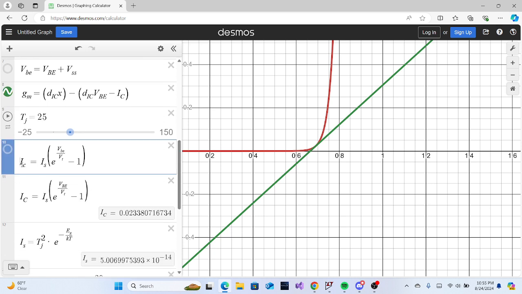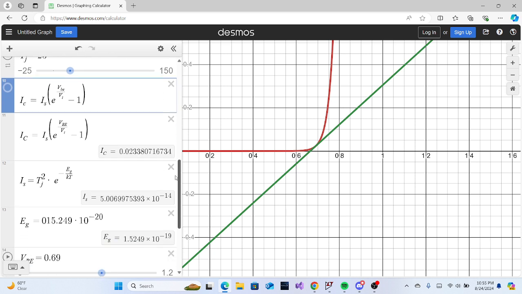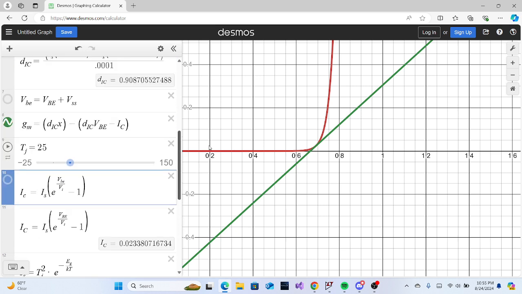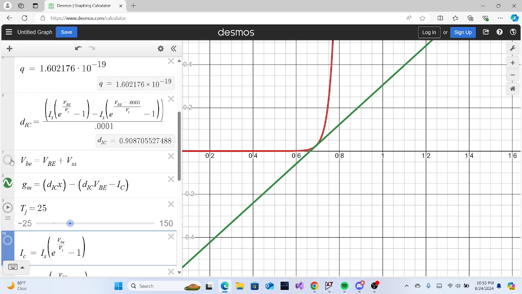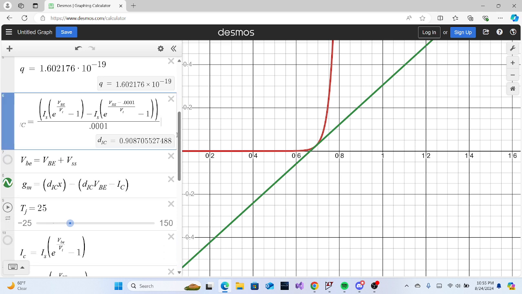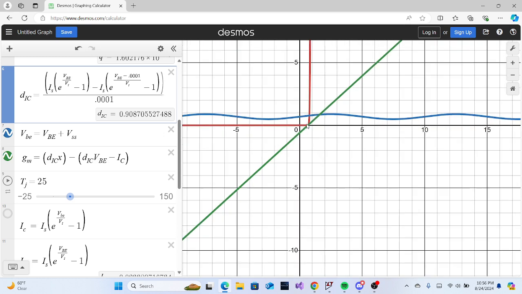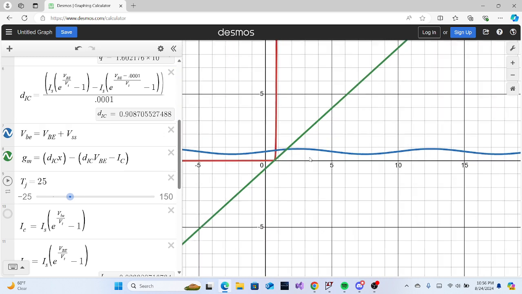IC is our small signal, or our total collector current. Actually, I'm just using this in other parts of the equations. Let's see, here's something cool we can do. Let's plot this. Actually, which one was it? Yeah, there we go. So we can plot this, and now we can look.